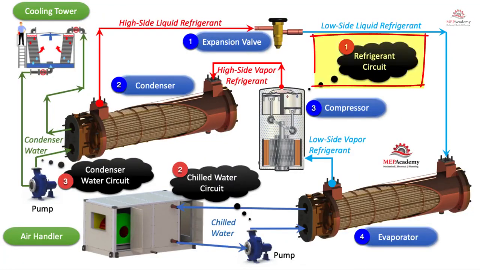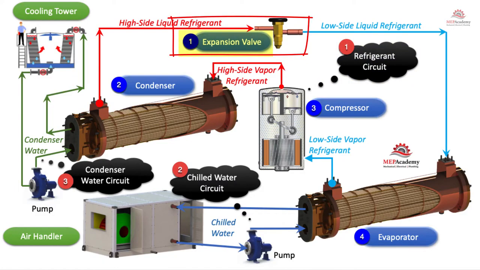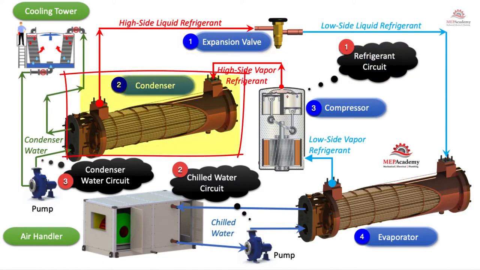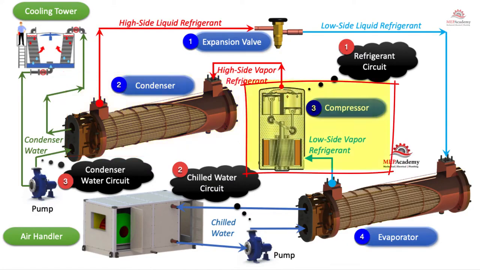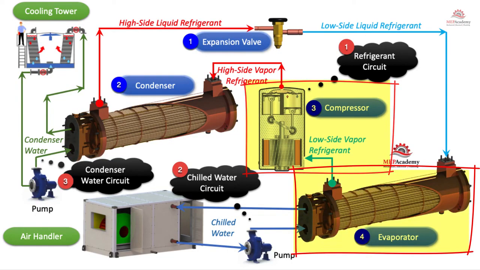All right, so if we look at this, number one here is the refrigerant circuit. That's within the chiller. The chiller has the four main components: the expansion valve, the condenser, which is a heat exchanger, shell and tube. It's got a shell and it's got the tubes. Three, the compressor. And the fourth major component is the evaporator, which is similar to the condenser. It's a shell and tube heat exchanger.